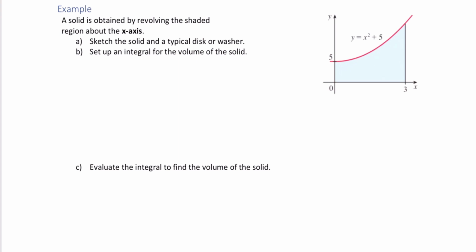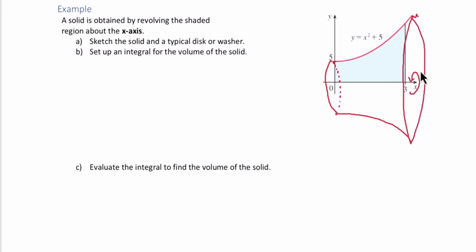A solid is obtained by revolving the shaded region about the x-axis. So we want to take this shaded region and rotate it about the x-axis. That's going to put the curve down here. And then when we rotate it, we get this solid shape. Looks something like a bell.